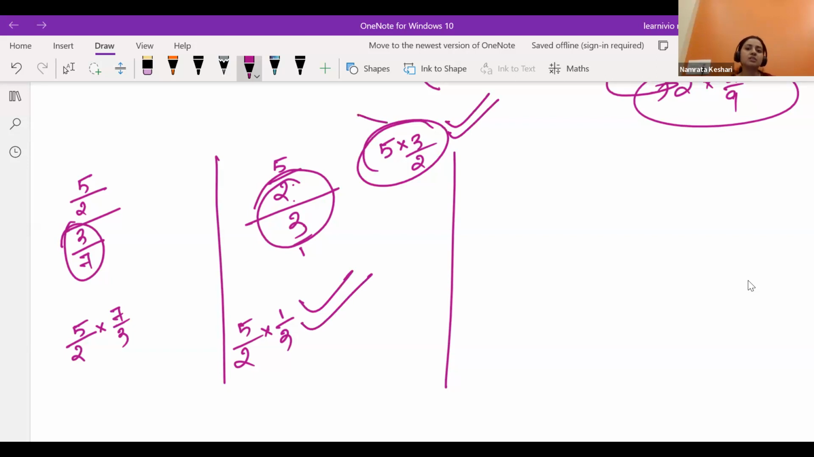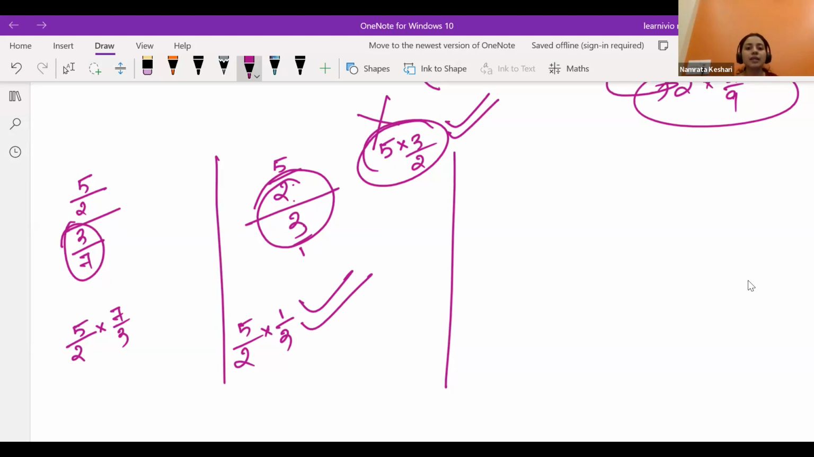Match it. This is completely incorrect. Can you see it? Whenever you are having fraction by fraction, check it. If the numerator is a whole number or the denominator is a whole number, then which one's reciprocal do you want to take? The denominator's one.